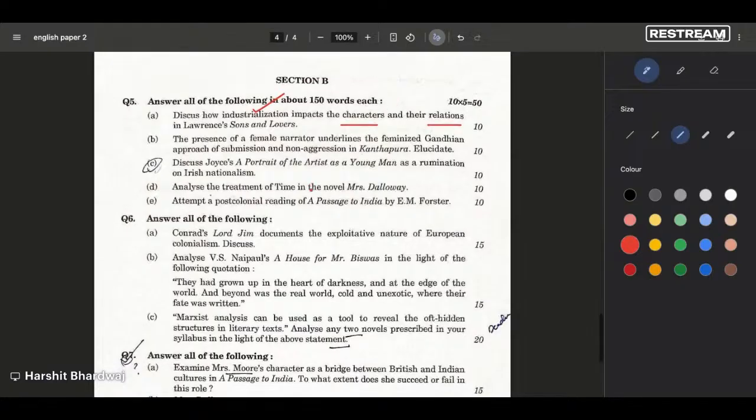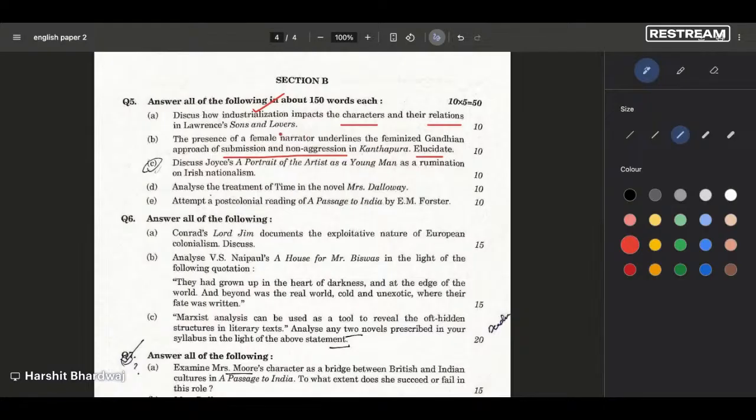The second one: the presence of a female narrator underlines the feminized Gandhian approach of submission and non-aggression in Kanthapura, elucidate. They're talking about the narrator who's an old woman, Achakka. And then one of the primary characters, Ratna, who's also described as a subaltern and very strong, probably the strongest voice in the text. Even though Murthy is supposedly the Gandhian voice, he fails towards the end. But Ratna holds on. So you have to talk about the narrator here.